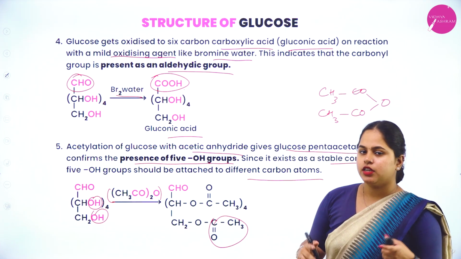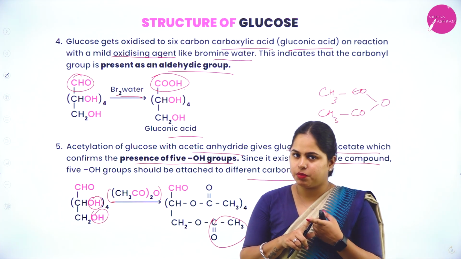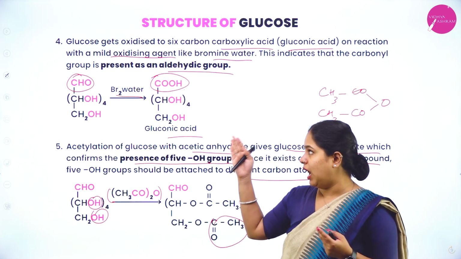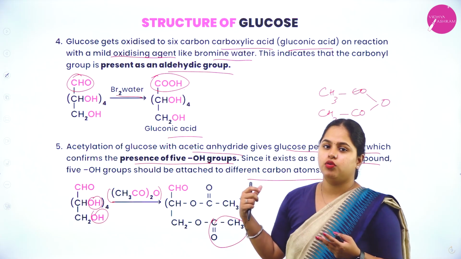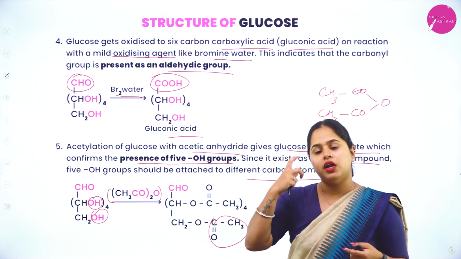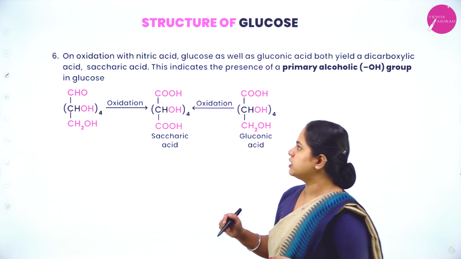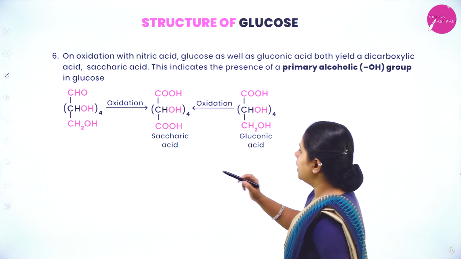Okay, so clear? So all the 6 carbon atoms are present in a straight chain. Then there is a carbonyl group, and the carbonyl group is an aldehyde. And now we got to know that there are 5 hydroxyl groups, and all these OH groups are present on different carbon atoms. Now moving on to the next one, oxidation with nitric acid.